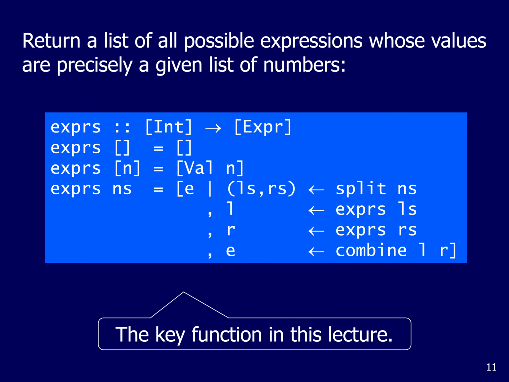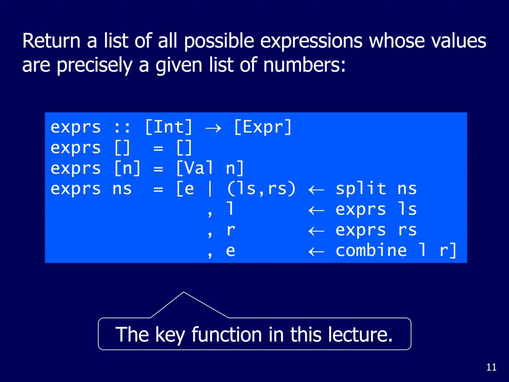So the second helper function I'm going to define is actually what I would call the key function in this lecture. This is fundamentally the function that's going to ultimately be the way in which we're solving countdown numbers games today. So what this function is going to do is return a list of all possible expressions whose values are precisely a given list of numbers. So for example, if you give this function the list of numbers 1, 2, 3, 4, it's going to build you all possible arithmetic expressions whose values are precisely 1, 2, 3, 4 in exactly that order.